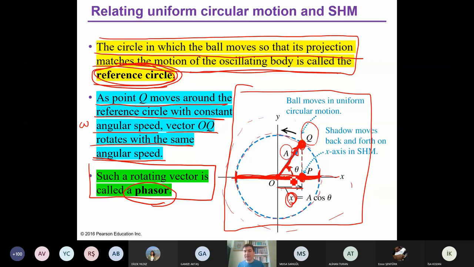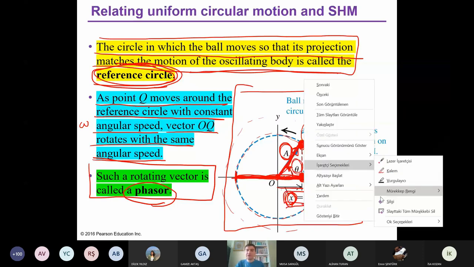X is given with A times cosine theta. What is A? A is the amplitude or radius of the circle. Here we have theta, and X is given with A times cosine theta. Is it clear? Any question here?